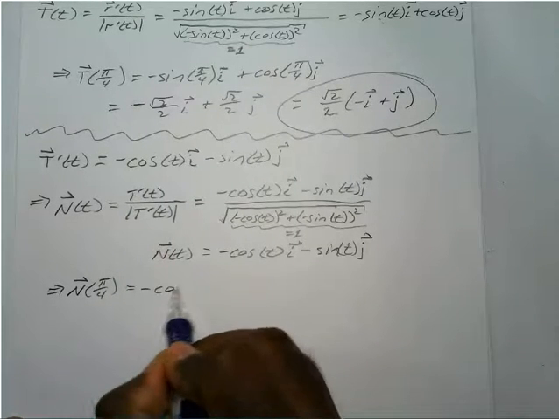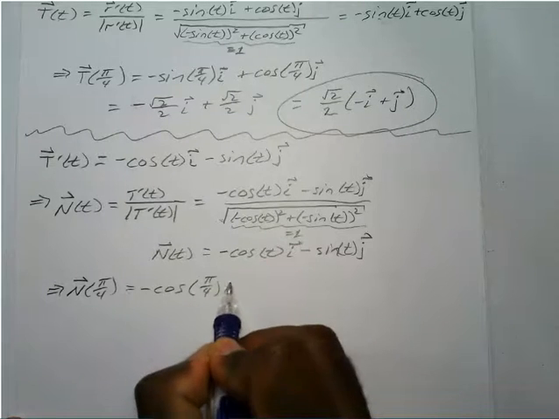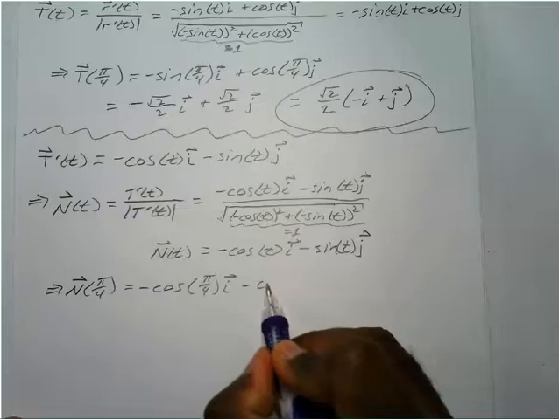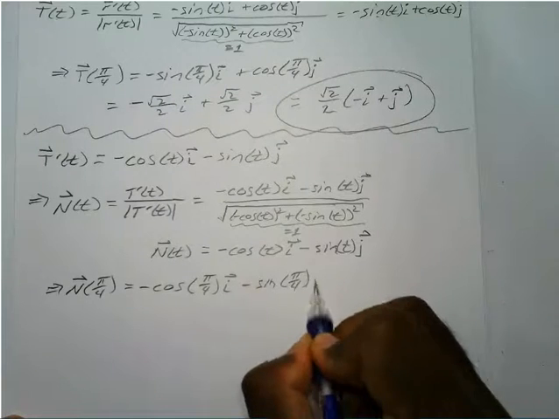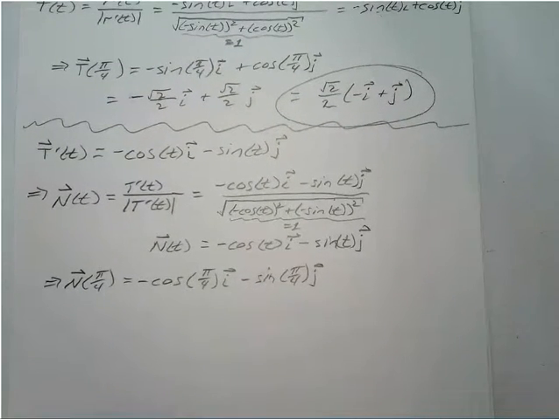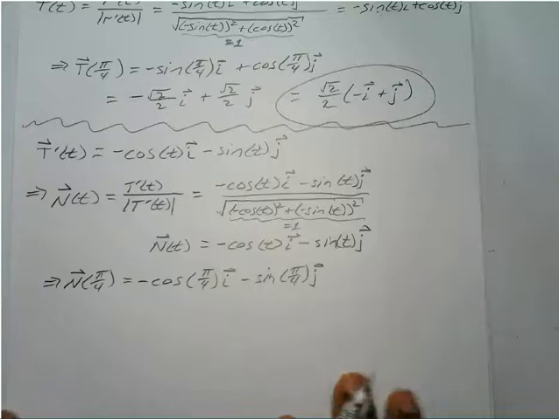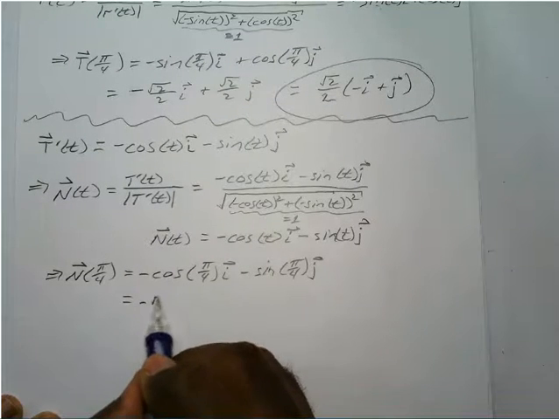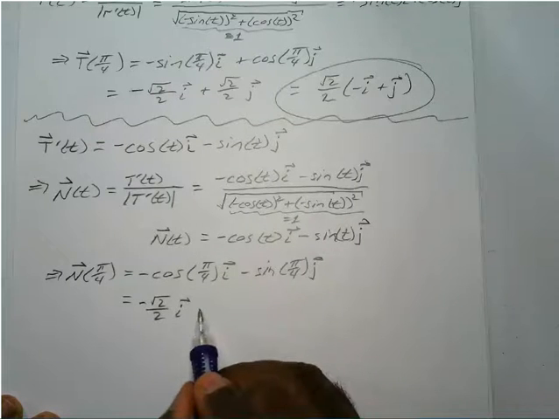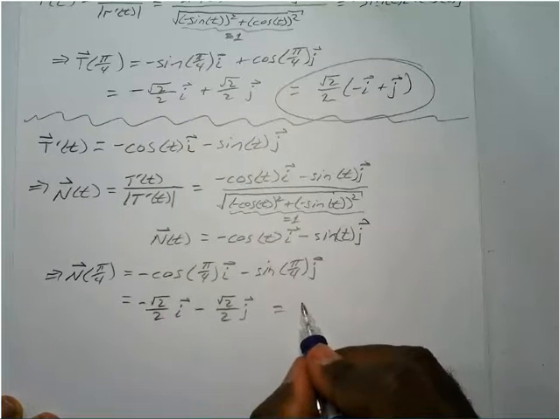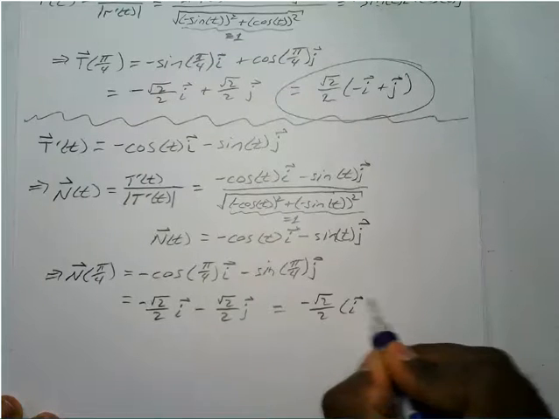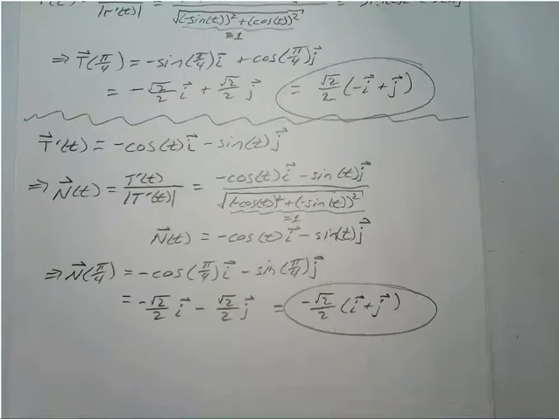So that means that your normal vector at pi over 4 is equal to negative cosine pi over 4 times our i vector minus sine pi over 4 times your j vector. That equals negative square root of 2 over 2 times the i vector minus square root of 2 over 2 times the j vector. Or if you want to factor that out, you can have negative square root of 2 over 2 times i plus j vector. So that's our normal vector at pi over 4.